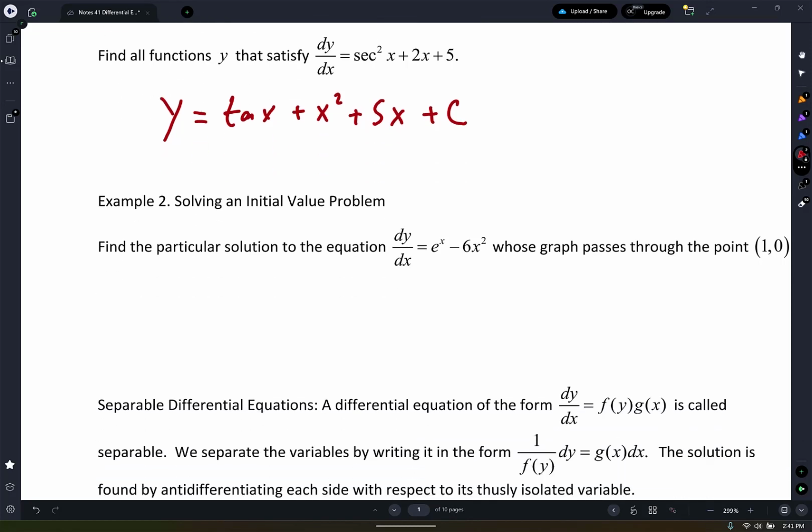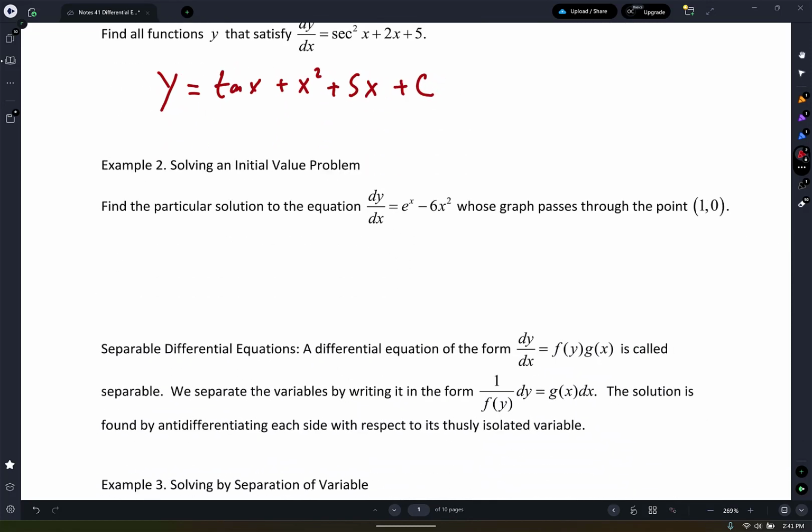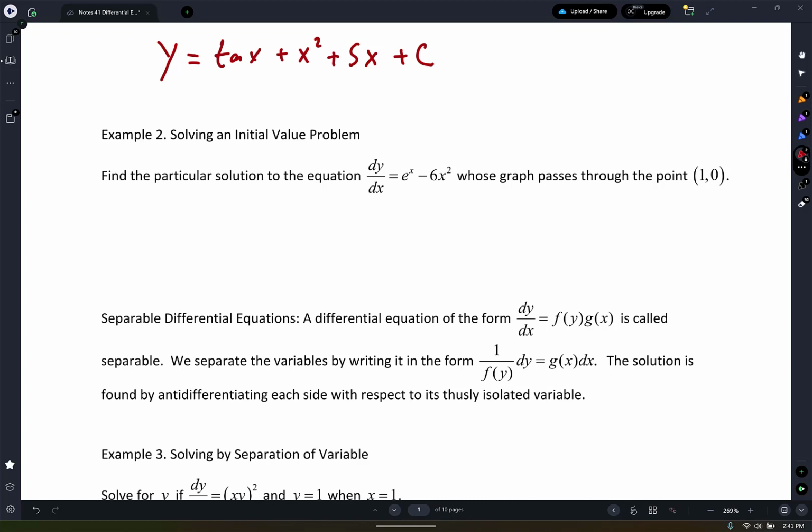And that's it. Was that simple? Yeah. Look at example 2. You can do those without much assistance because we've already done them. It says find the particular solution to the equation whose graph passes through the point (1, 0). So they want the exact equation.